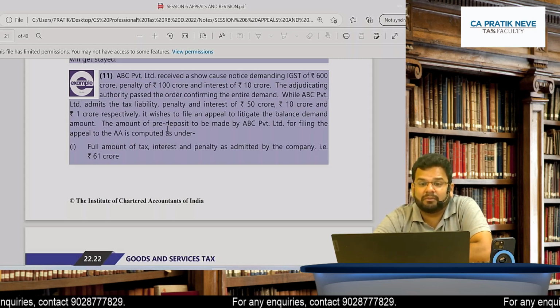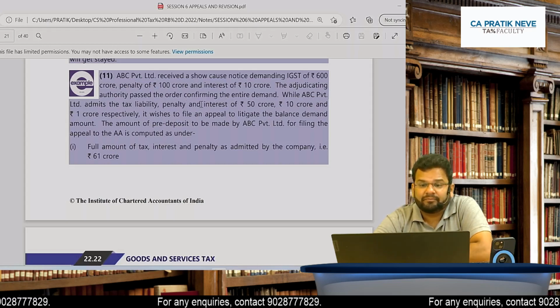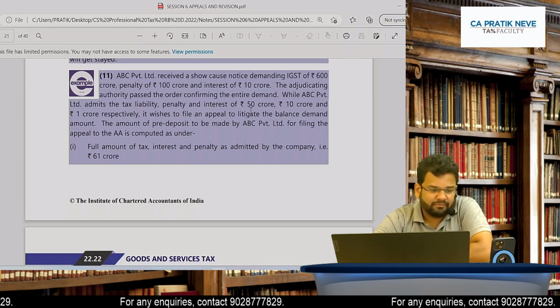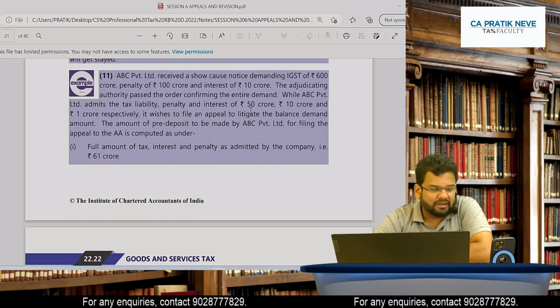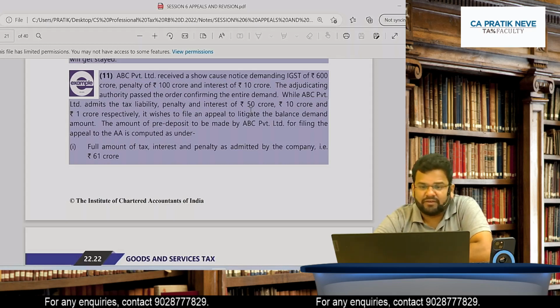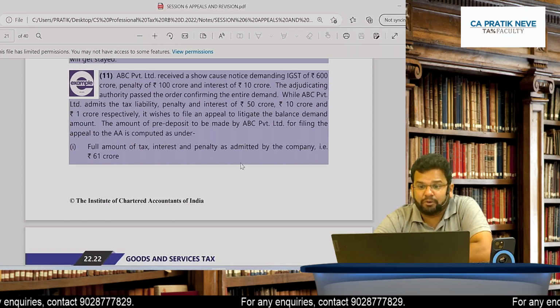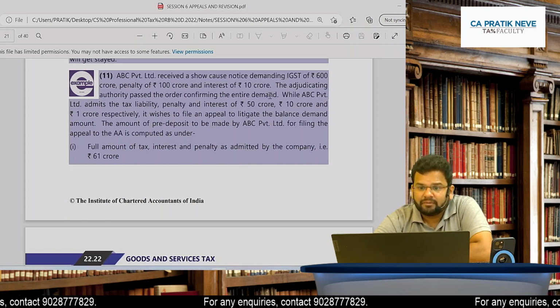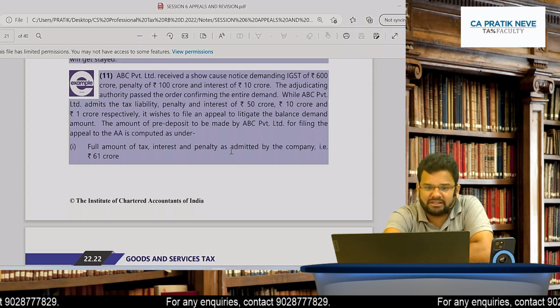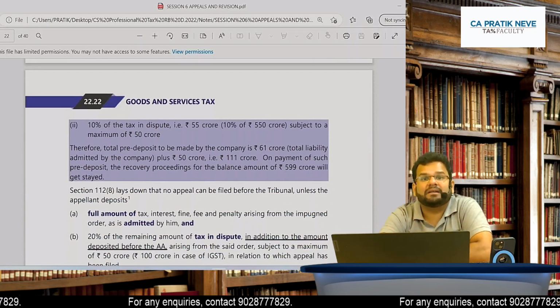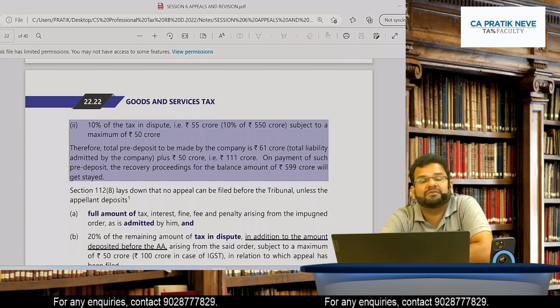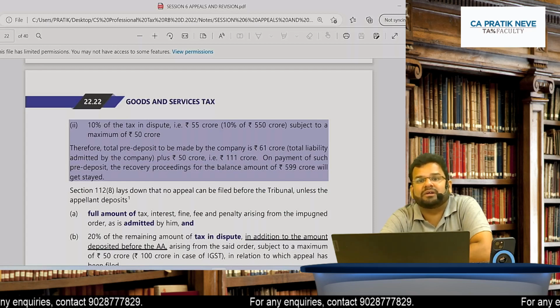What's the balance demand amount? 600 crore minus 50 crores, 550 crores. Now what will be the amount of pre-deposit? As told to you earlier, 50 plus 10 plus 1, 61 crore entirely, and 10% of tax in dispute, which is 550 crore into 10%, which is 55 crore. Obviously, the maximum is 50 crores.